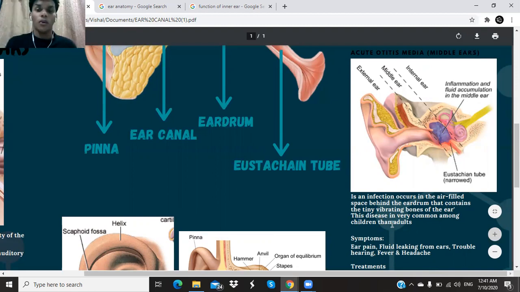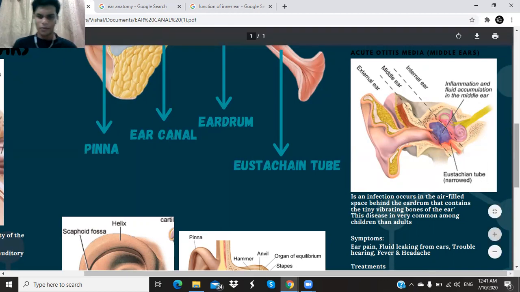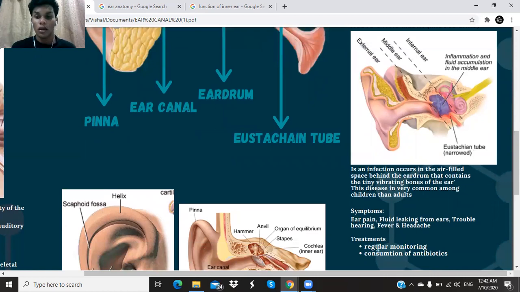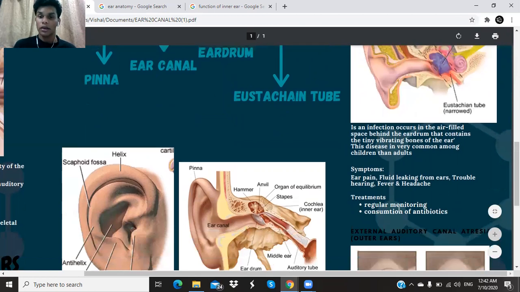When this infection happens, our eardrum tends to become inflamed, and the symptoms we can see in kids and adults are ear pain, fluid leakage from the ears, and trouble hearing. Young kids will also have fever and headache due to this condition, and the treatment for this disease is regular monitoring and antibiotics.